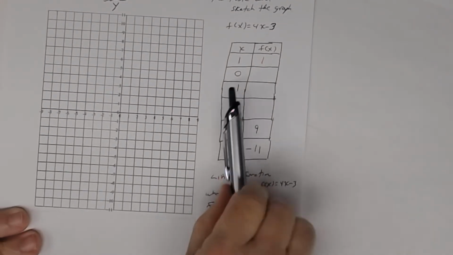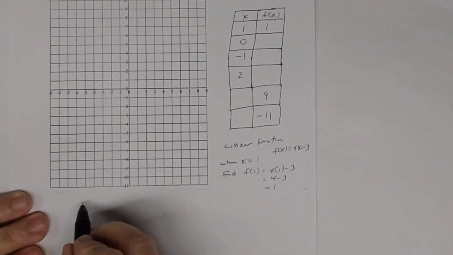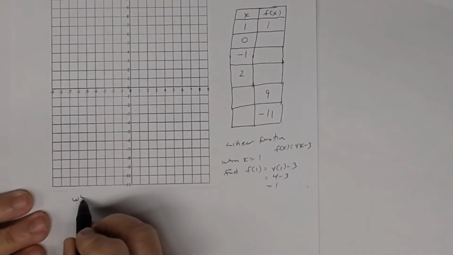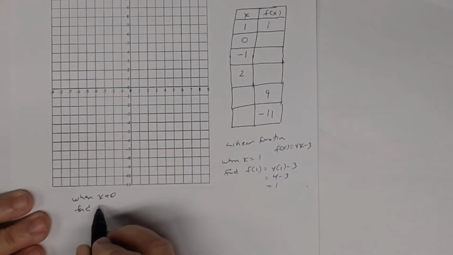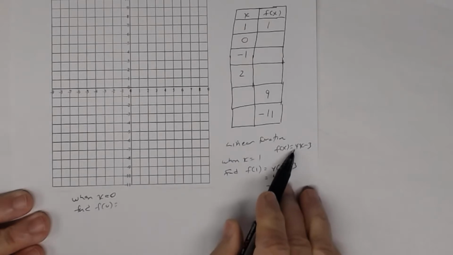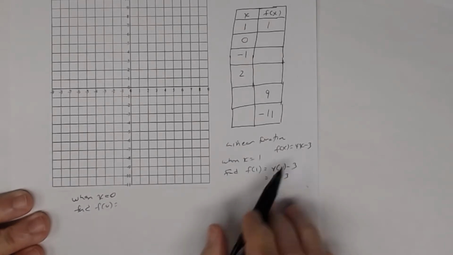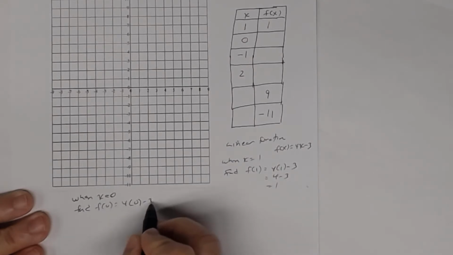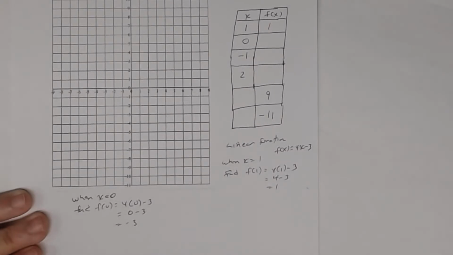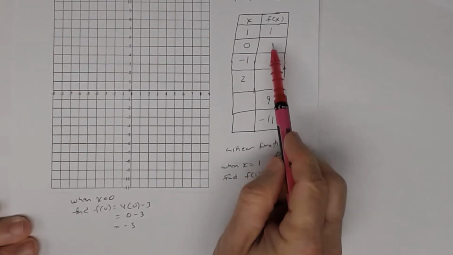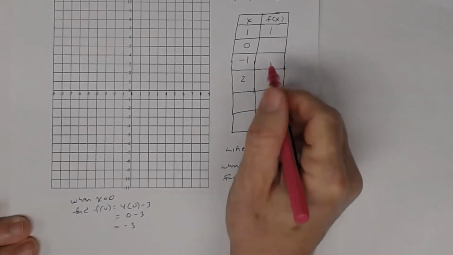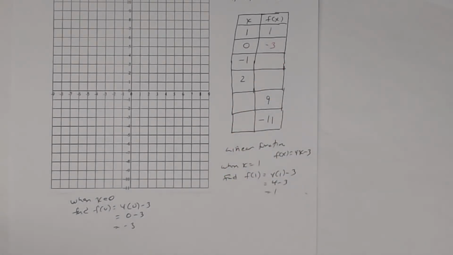Then you can do the same thing with 0. So when x equals 0, you want to find f of 0. So remember, where we see the variable x, substitute 0. So I get 4 times 0 minus 3, and 4 times 0 is 0, and 0 minus 3 is negative 3. So when x is 0, my y value, f of 0, is negative 3.